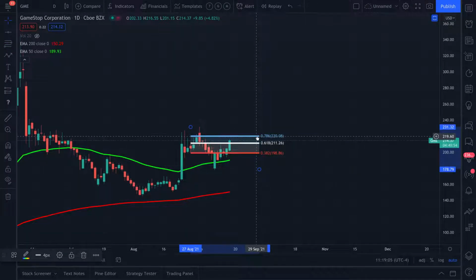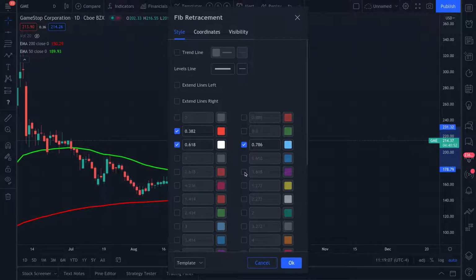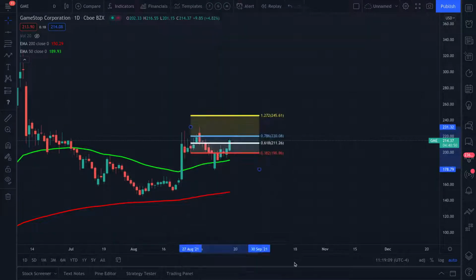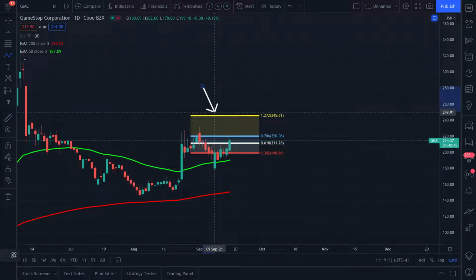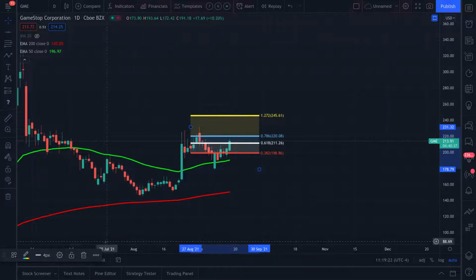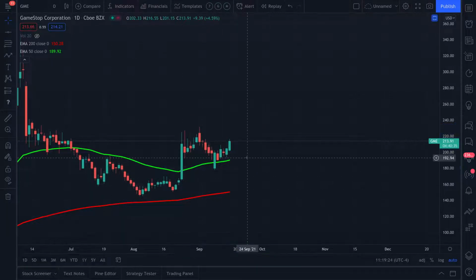Less than 30 days, we should see a price target according to the Fibonacci retracement tool of $245. The only thing I did was pull up the 1.27 extension, and that measures at about $245 as a conservative price target in less than 30 days. So that's all I have for GME, guys.